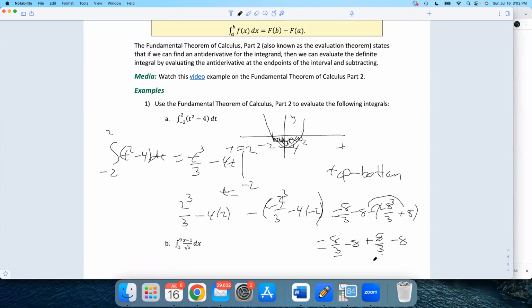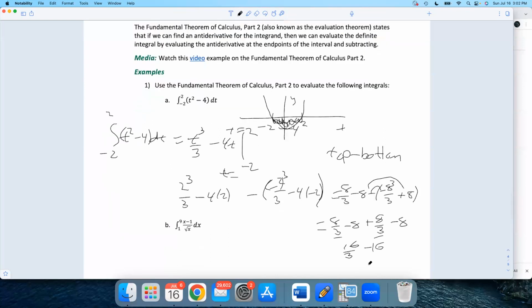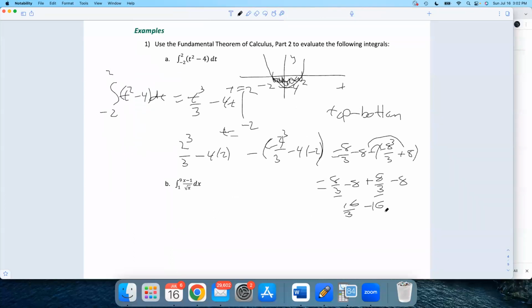So now let's add these fractions. I get 16/3 minus 16, which we can go ahead and simplify. Let's see, that would be 48/3. So I think we get negative 32/3, because this would be 16/3 minus 48/3. So we did get a negative number, which we expected.